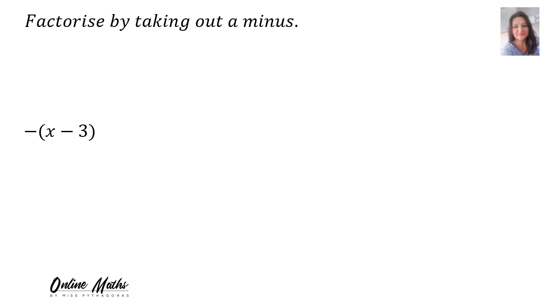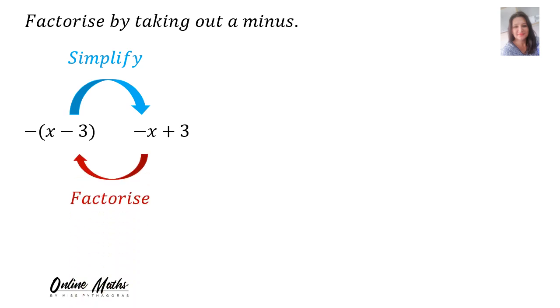Now when I give you this, minus bracket x minus 3, that one is already factorized, but it used to be, when you simplify, minus x plus 3. Now remember, I said factorization is the exact opposite of simplification. So the question will be, I will give you minus x plus 3 and then I will ask you to factorize, and then it becomes minus bracket x minus 3. Now how I did that was, let's do this next example.